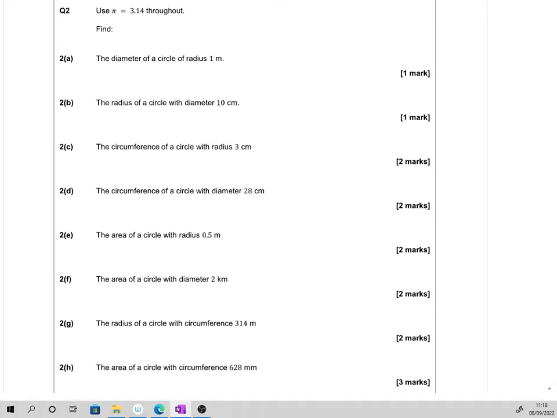Pi is 3.14. Find the diameter of a circle with radius 1 meter. Well, diameter is twice as big as the radius. So therefore, the diameter is 2 times 1, which equals 2 meters. The radius of a circle with a diameter of 10: divide by 2, which equals 5 centimeters.